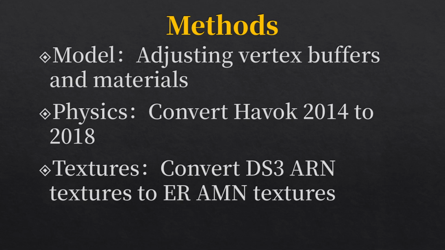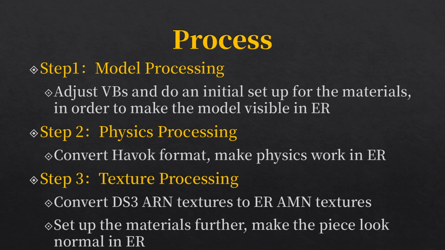For models, we mainly need to adjust the vertex buffers and the materials. For physics, we need to convert Havoc 2014 to 2018 format. For textures, we need to convert the ARN format from DS3 to the AMN format from ER. This is the general process.